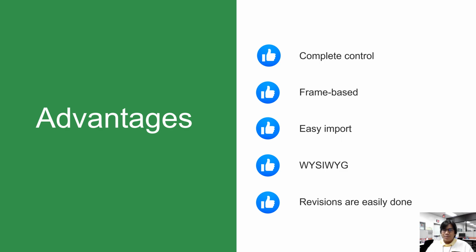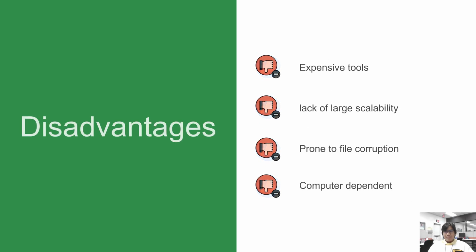And now let's proceed to the disadvantages of a desktop publishing system. And here are some of the disadvantages of a desktop publishing system. Expensive tools. The relative cost of the tools itself is one of the key drawbacks of desktop publishing. The price of specialized software like QuarkXPress or Adobe InDesign scares off users.